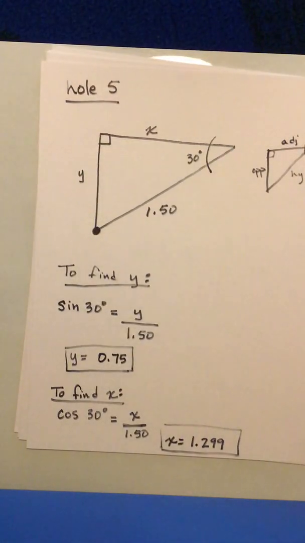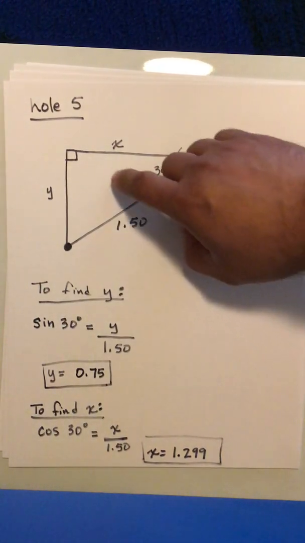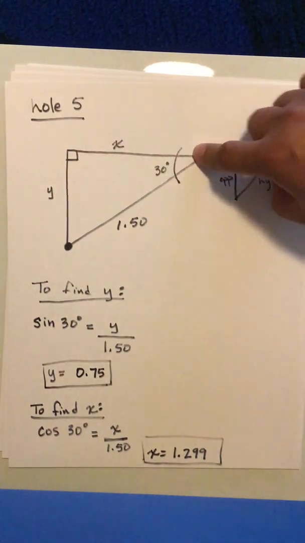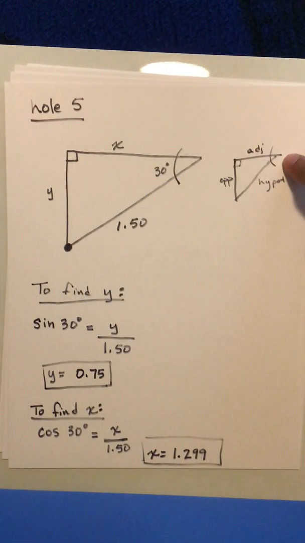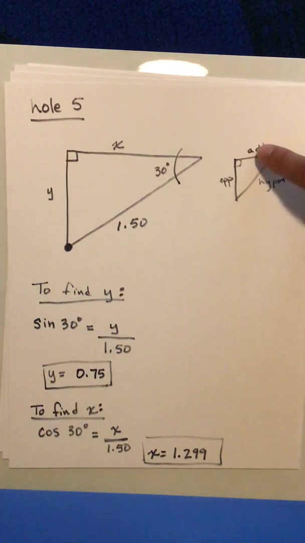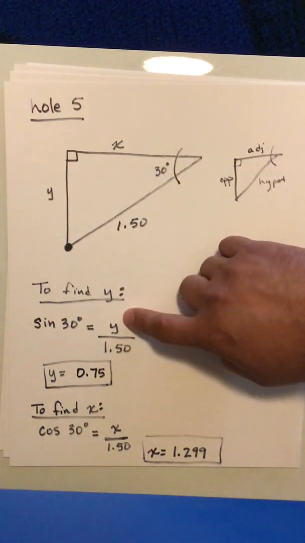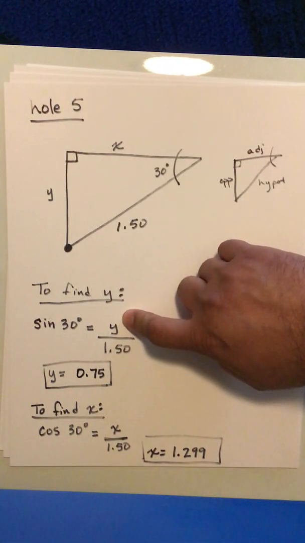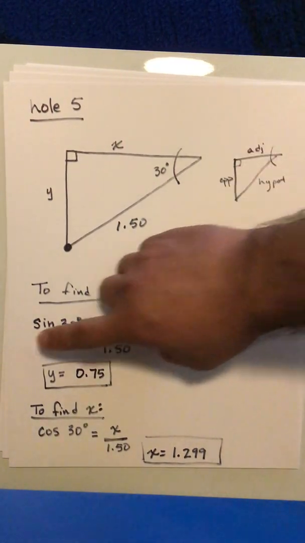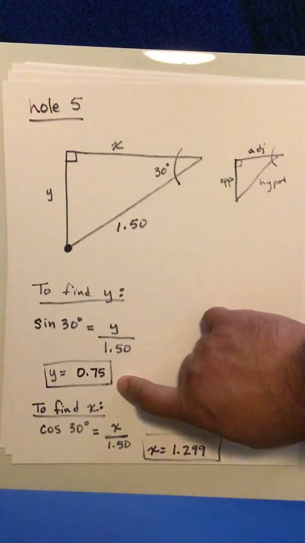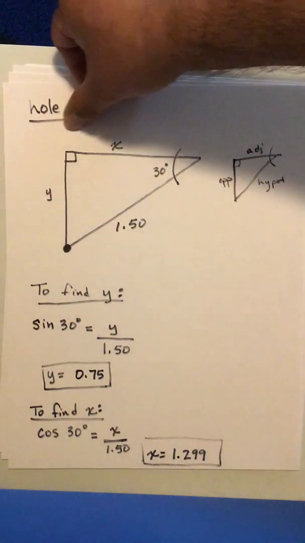So, here is the math that I'm working with. This is my triangle, and this is my reference angle. I want to find the location of this side and of this side. Using this as my reference angle, this is opposite, this will be adjacent, and this will be the hypotenuse. If I want to find y, the sine of 30 degrees is equal to y over 1.5. Put this over 1, cross multiply and divide, and I get y equal to 0.75.